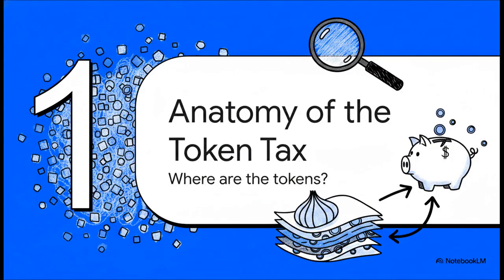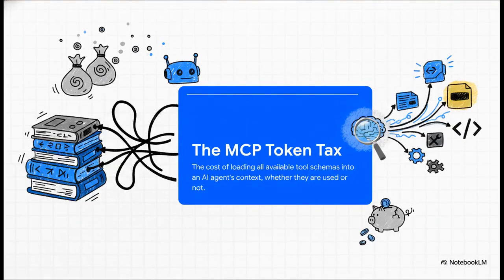So you have to be asking, how on earth does a tiny 6-token query generate an 11,000 token bill? I mean, where are all of those tokens coming from? Let's peel back the layers here and really look at the anatomy of this so-called token tax. We call it the MCP token tax.